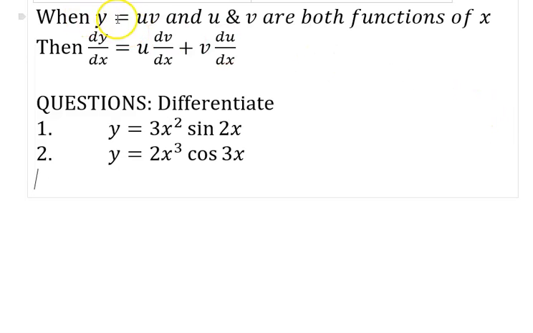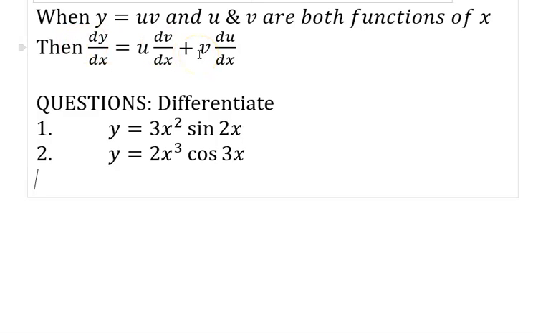Now, when y equals uv, and u and v are both functions of x, then dy/dx equals u dv/dx plus v du/dx. So generally and basically, this is the formula for solving product rule in differentiation.